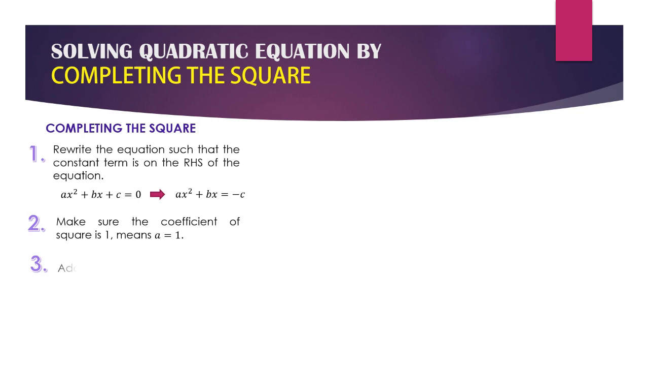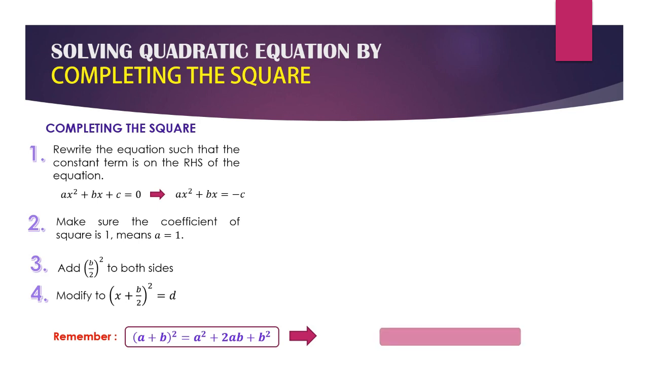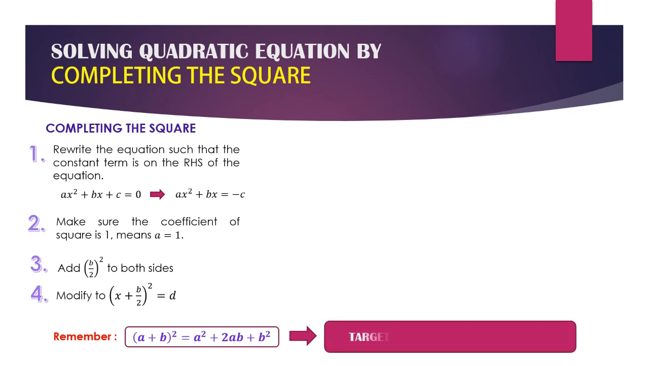And number 3, add (b over 2) squared to both sides. And number 4, modify to (x plus b over 2) squared equals d. And then remember, our target is (a plus b) squared equals a squared plus 2ab plus b squared. That's the target. Automatically, (a minus b) squared equals a squared minus 2ab plus b squared.